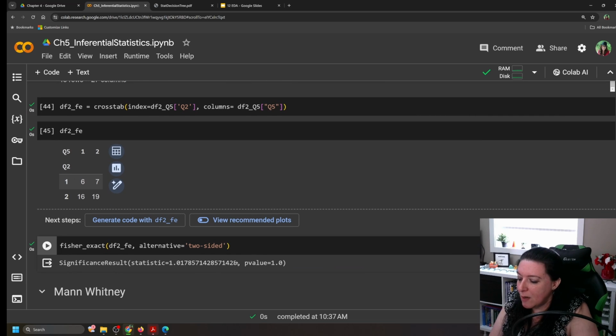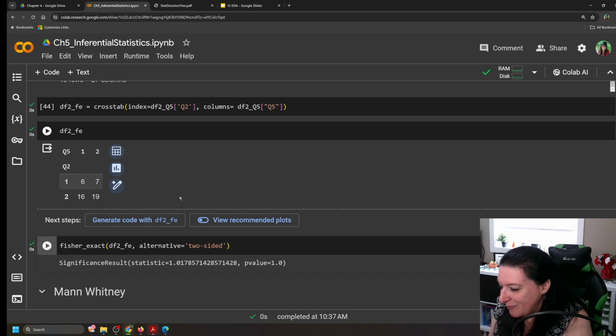And what we see here, we get that same p-value of 1.0. We're not detecting a difference. These are about the same, given our sample size. So either there is no difference or we can't detect it. Okay.